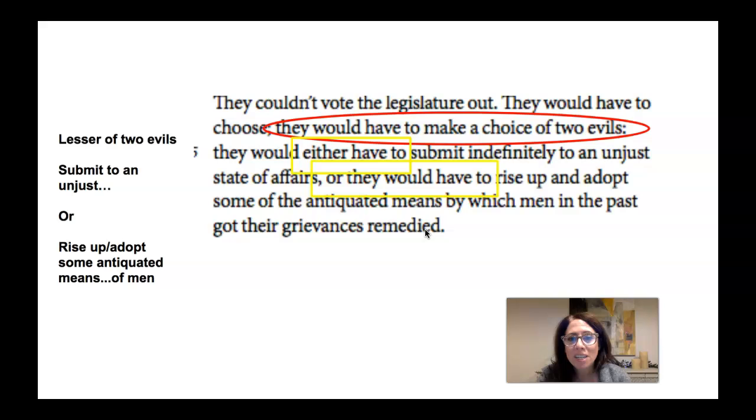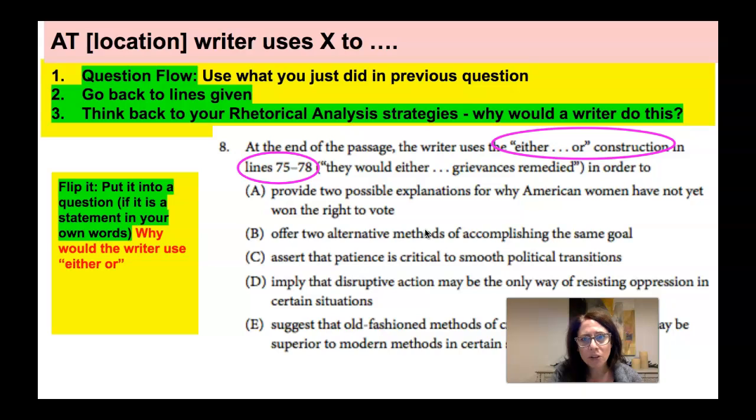Okay. Now, if we didn't understand that in the last sentence, if we kind of lose it at the last sentence, then just know that they made a choice between two evils, or they would have to, if they couldn't get what they wanted. So this is what they're banking on you to do: that if it's an either-or construction, an either-or sentence, provide two possible explanations. That's not the case. Either-or is within the same sentence.